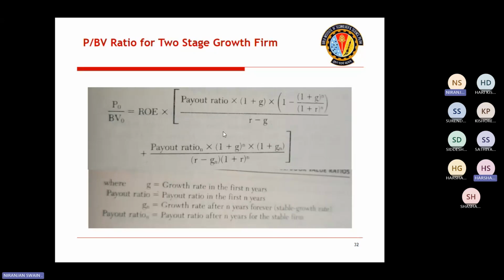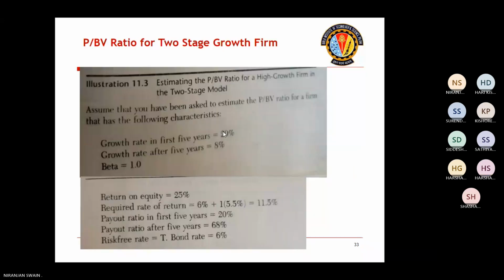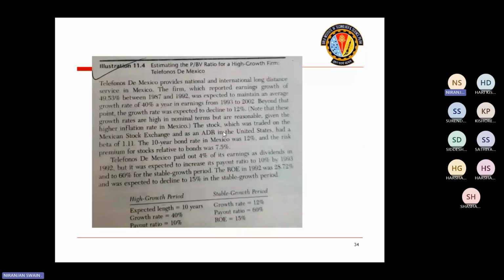Or is there one more? Do you want to solve one more? Okay, sir, we'll try. Take this one. This one already has a summary given, but in the exam this will not be given.